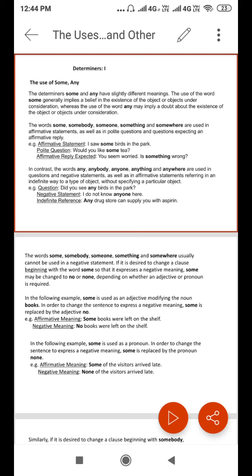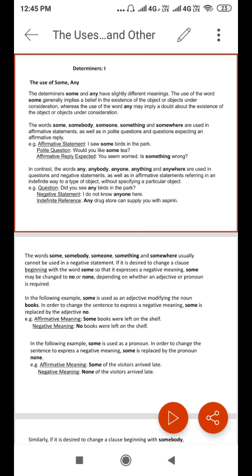Whereas the use of the word any may imply a doubt about the existence of the object or objects under consideration. The words some, somebody, someone, something, and somewhere are used in affirmative statements as well as in polite questions and questions expecting an affirmative reply.